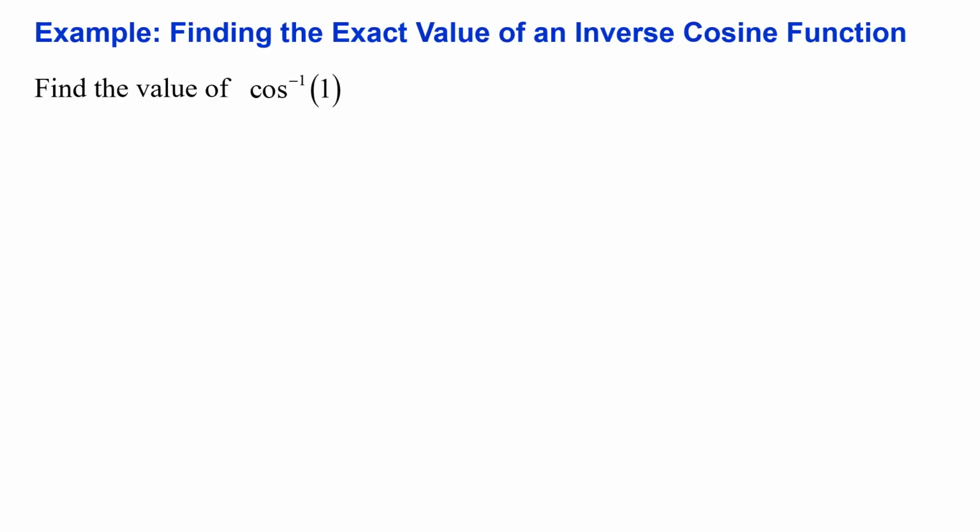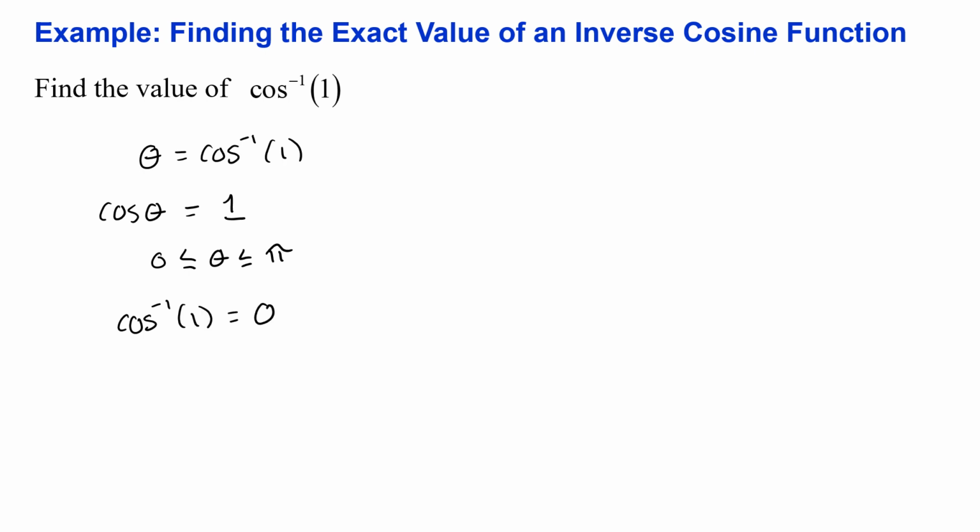In this example, we'll be finding the exact value of an inverse cosine function. The problem states, find the value of inverse cosine of 1. If we let theta equal inverse cosine of 1, then cosine of theta equals 1 for 0 less than or equal to theta less than or equal to pi. The value of theta for which cosine is 1 in the given interval of theta is theta equals 0. Therefore, inverse cosine of 1 is equal to 0.